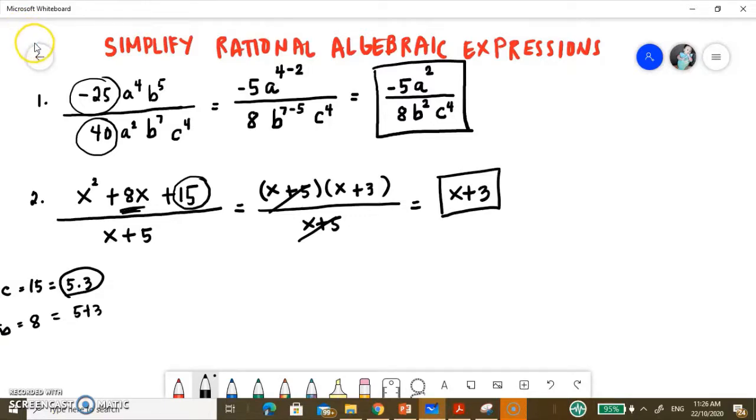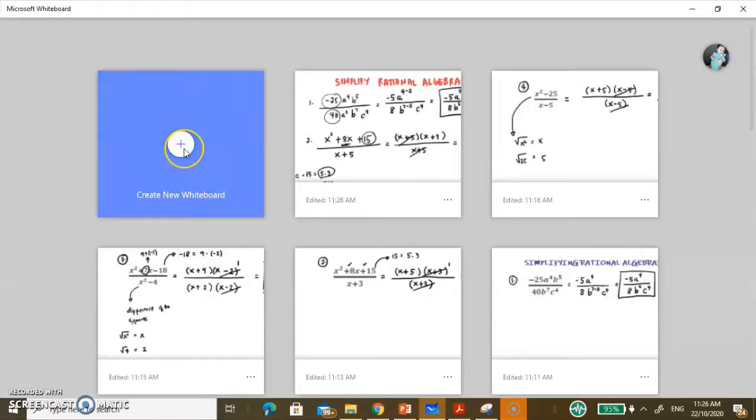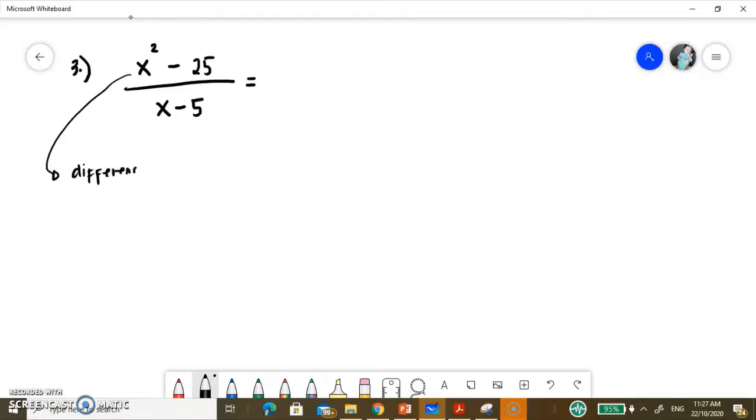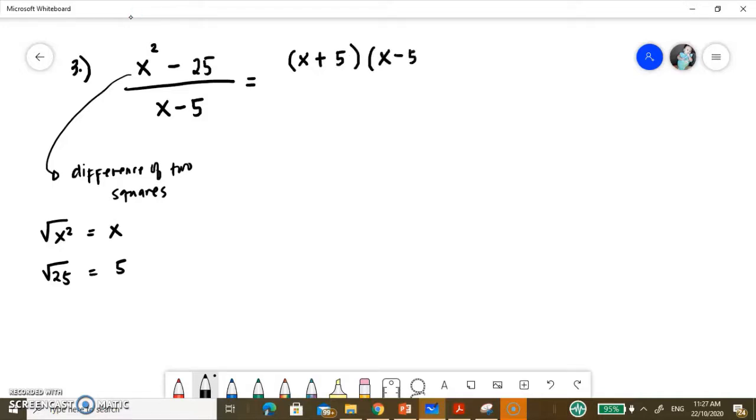Okay, let's use another clean page. Yan. So example number 3. If you have x squared minus 25 divided by x minus 5. If you look at your numerator, this is simply a difference of two squares, right? And how do we factor a difference of two squares? We simply get the square root of the first term. So the square root of x squared is x. The square root of 25 is 5. And then you just have to write it as a sum and a difference. So x plus 5 times x minus 5.